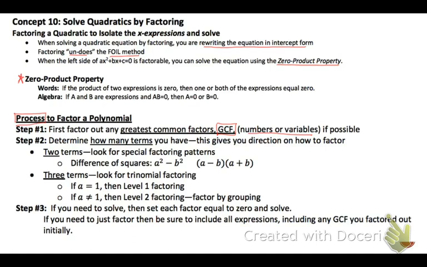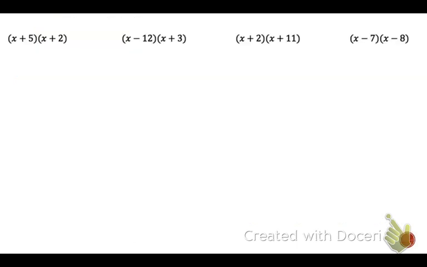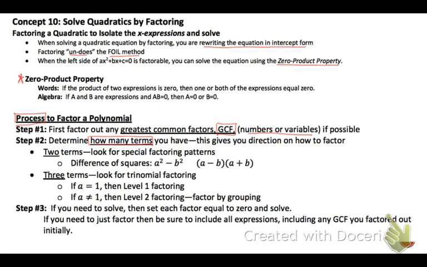Then the second step is you look at how many terms you have left after factoring out the greatest common factor, because this gives you direction on how to factor. If there are two terms and the terms are being subtracted, it's a difference, you're going to look for a difference of squares, that pattern. Two things that have been squared that are being subtracted, because you can factor or break those apart into a plus b times a minus b. And we'll look more in depth at that in a little bit.